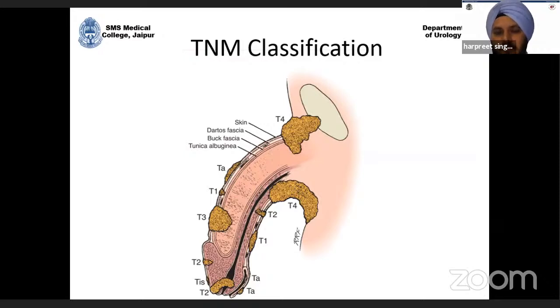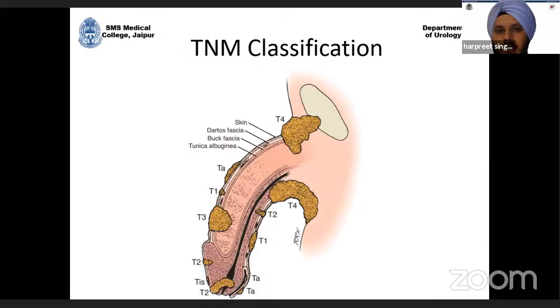Intraepithelial penile neoplasia. Then the Ta is non-invasive localized squamous cell carcinoma. Then the T1 is divided according to the involvement of the organ, that is, whether the glans is involved, the shaft is involved, or the foreskin is involved.